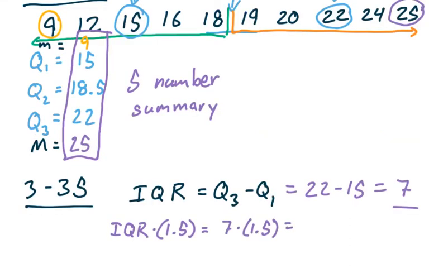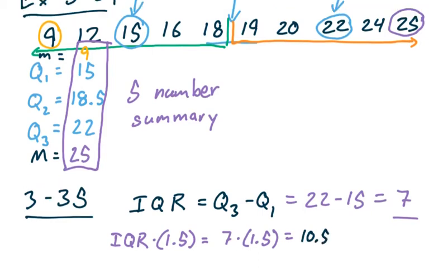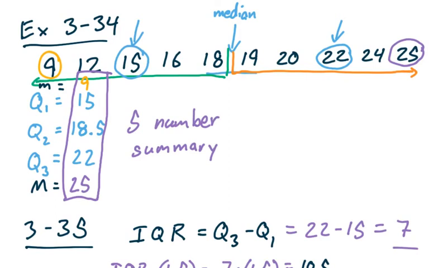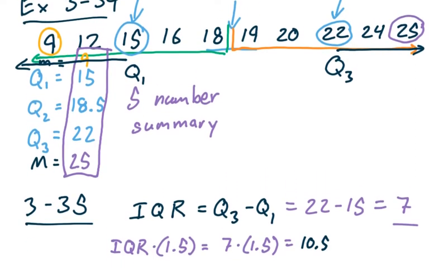What we usually do with the interquartile range is we use that to test for outlier values. In this case, IQR times 1.5 gets us 10.5. In order to be an outlier, a data value would have to be 10.5 away from Q subscript 1 or 10.5 away from Q subscript 3. And so you can see that this data set has no outliers.